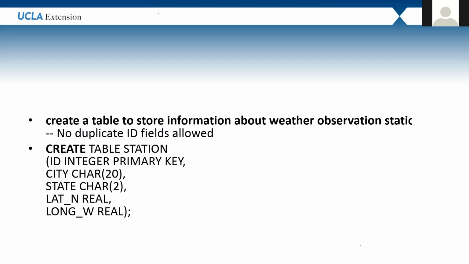Okay, so as you saw from before, this is data definition language. We create the table station, and we put in the fields: ID is integer, city is character, state, and latitude north, longitude west, real. And we have a constraint that the ID integer is the primary key.